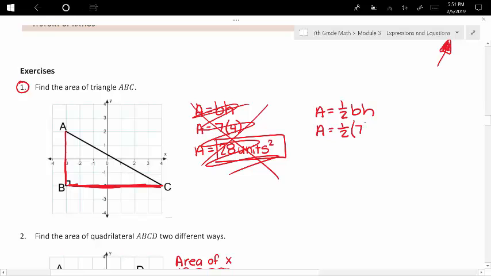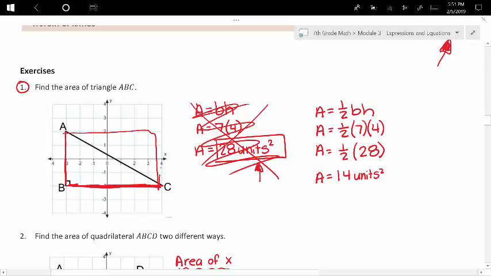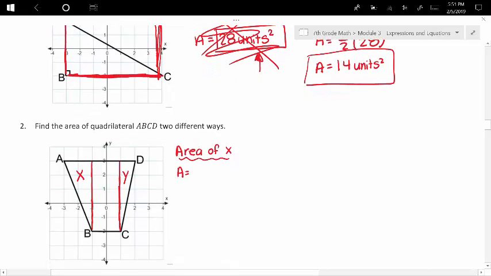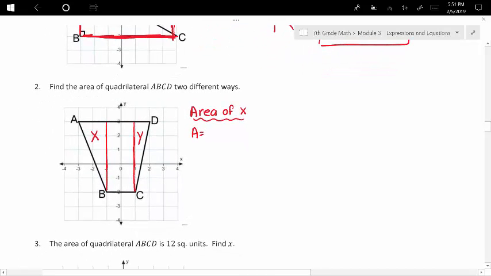Okay, so area equals 1/2. Our base is 7, and our height is 4. Area equals 1/2 times 7 times 4, which is 28. So, what is half of 28? That is 14 units squared. That would have been if it was a rectangle, so we just need to split it in half. Sorry, guys, you're probably already on me about this one. Let's go back to this one after I messed up question 1.